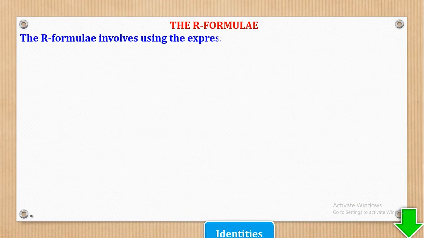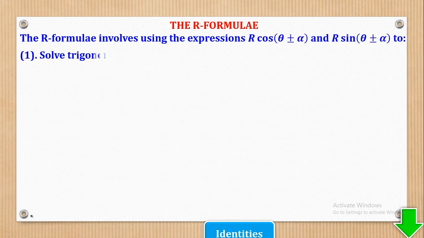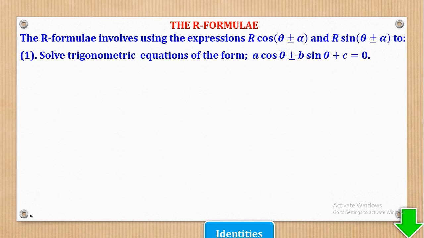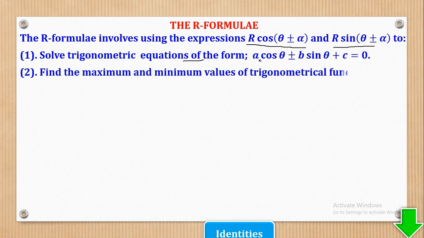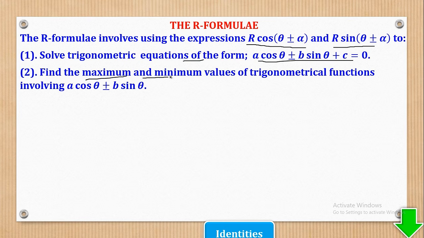So now we shall go to our formula. Our formula involves using the expressions of r cos in brackets theta plus or minus alpha and r sine in brackets theta plus or minus alpha. And these expressions are used in two ways, in two cases. One, when solving trigonometric equations in this form, and also when you want to find the maximum and minimum values of trigonometric functions involving this format.